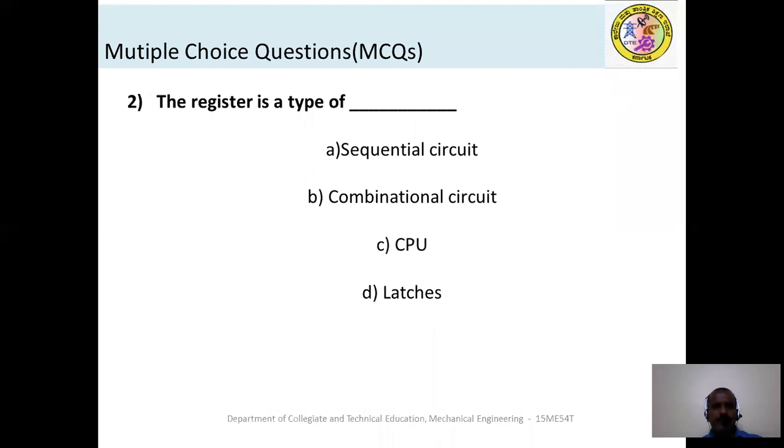The register is a type of: A, sequential circuit, B, combinational circuit, C, central processing unit, D, latches. The answer is A. The register is a type of sequential circuit.